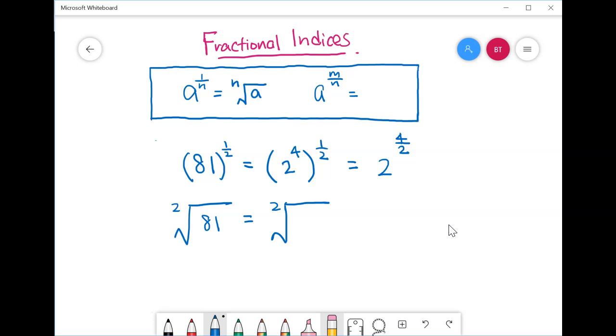Okay, and we already know this denominator 2 becomes the second root. Okay, so let's look at the next number, square root of 81. I can also rewrite this 81 as 2 to the power of 4. So now we have this situation where we already know that these two are the same.